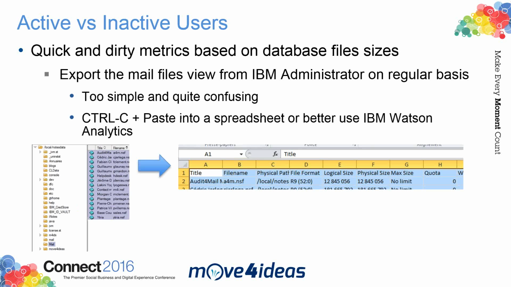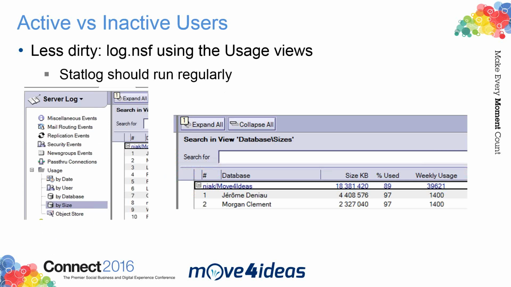So you can select in IBM Administrator all the mail files, Control-C and Control-V into a spreadsheet. Or if you're using IBM Watson Analytics, you will be able to use IBM Watson Analytics to find the information, right? And to get analytics. So this is quick and dirty. It's simple, but you can't rely on that.